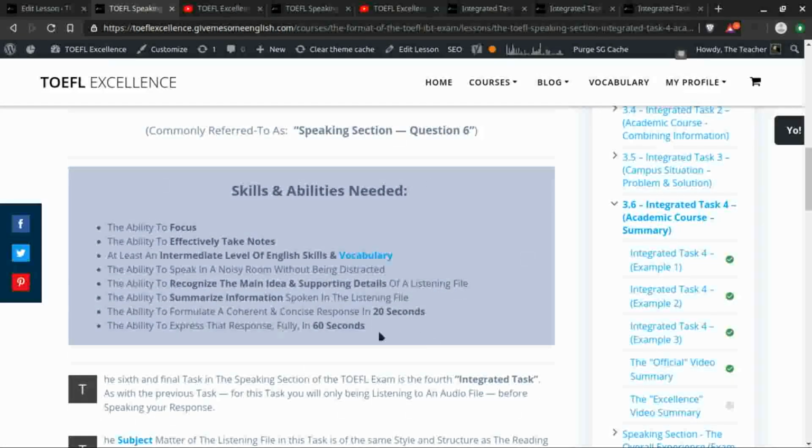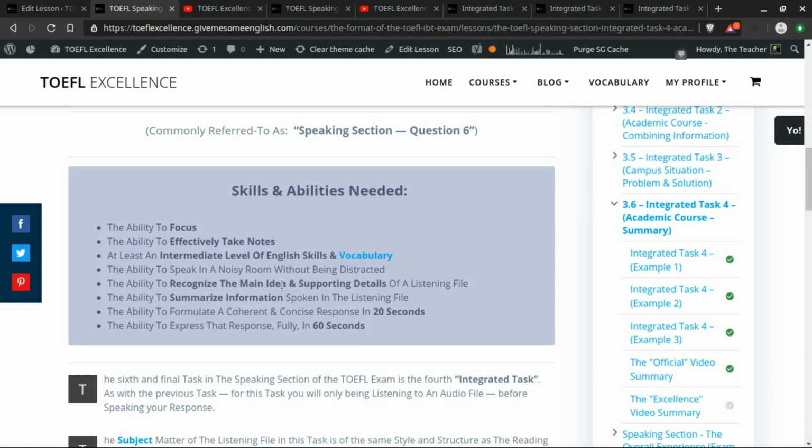As for the skills and abilities that you need for this task, they are essentially the same as all of the other speaking tasks. But the one that makes this one unique is that you really only need to be able to recognize the main idea and supporting details of a listening file. So this is something that you've already done in the reading section. When we had the main idea questions and the fact and detail questions, those usually had to do with the supporting details. And in the listening section, you also had to recognize main idea and supporting details. So this is not anything new.